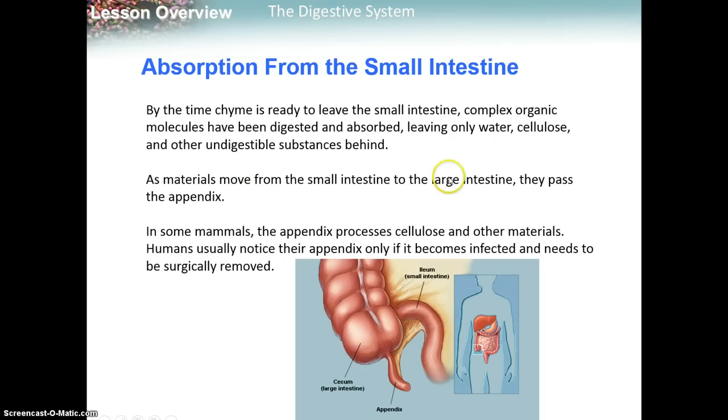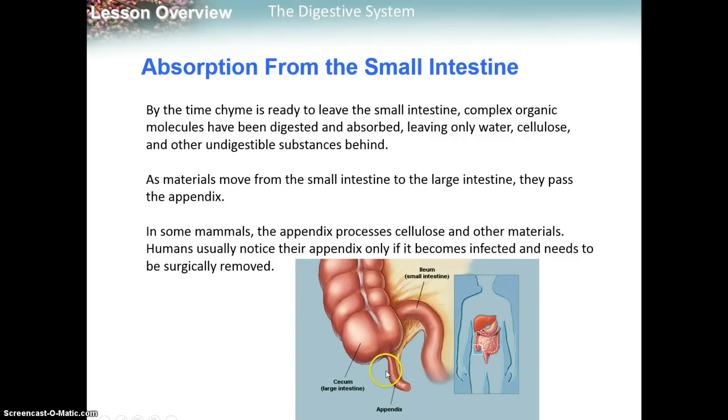As materials move from the small intestine to the large intestine, they pass the appendix. Here's your small intestine, entering the large intestine. Off the large intestine is your appendix, which is on your right side. If you feel a very extreme sharp pain on your right side, that is a sign that possibly your appendix is swollen and is going to erupt.